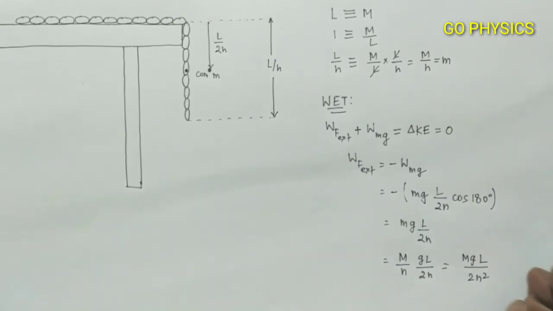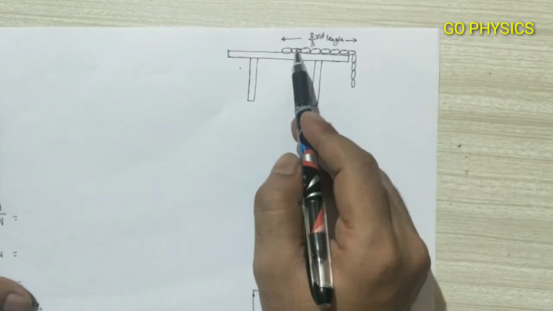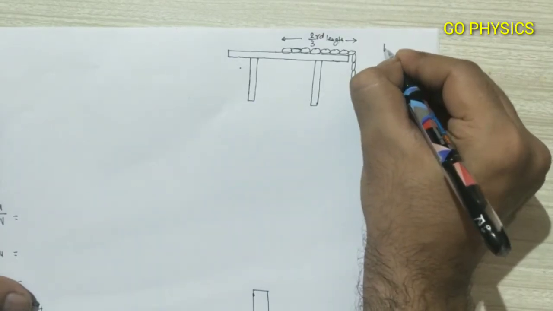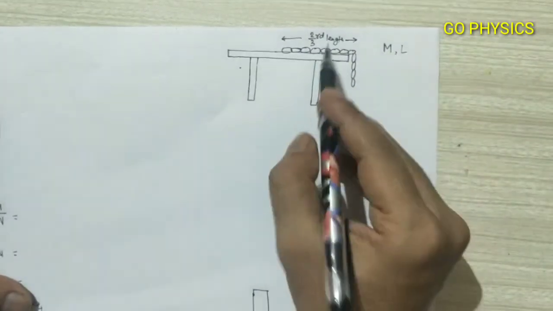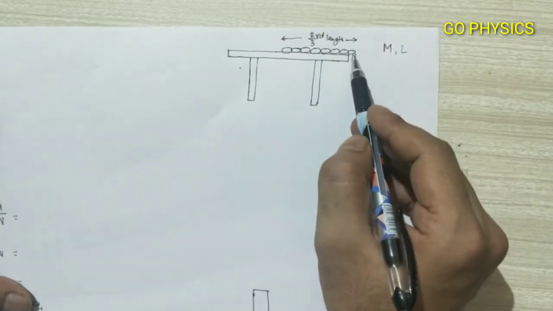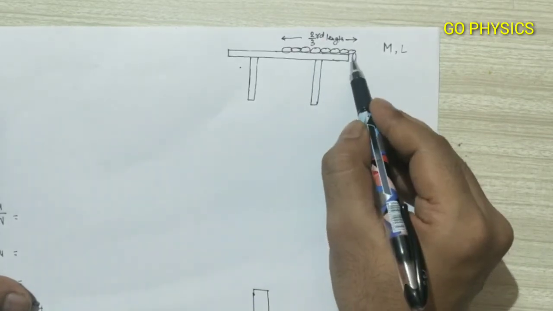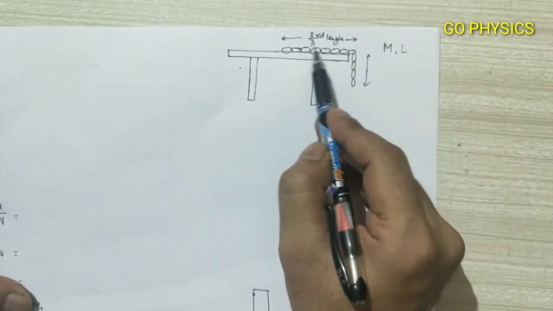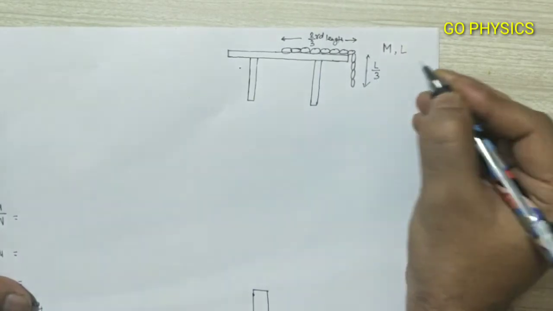Now we will see one numerical. So now let's see one question. A chain as shown in the figure has mass capital M and total length capital L. 2/3 of the length of the chain is on the table. The question is asking to find the amount of work done to pull the hanging part over the table. So first, what is the length of the hanging part? The length of the hanging part will be L by 3 because 2/3 is on the table. So this length will be 1/3, that is L by 3.